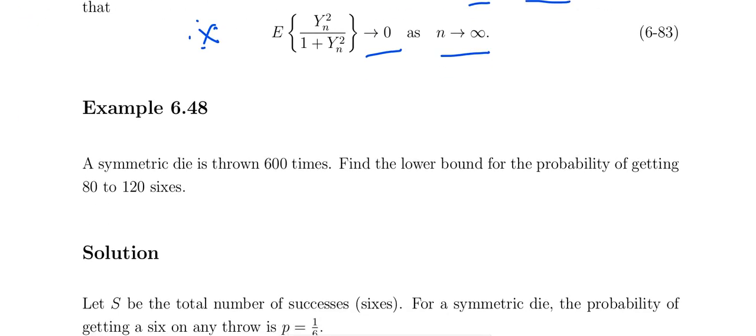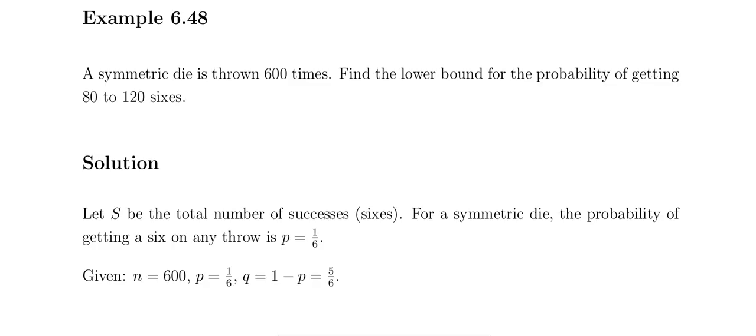And this is a small problem. A symmetric die is thrown 600 times. What is the lower bound for the probability of getting 80 to 120 sixes? A symmetric die is thrown 600 times, and we want the lower bound for the probability of getting 80 to 120 sixes.